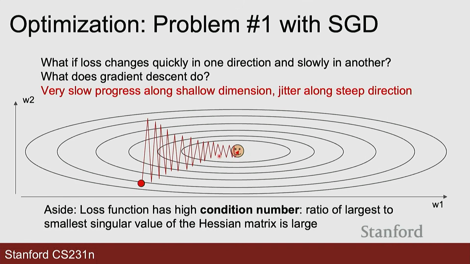So this is a pretty big issue with just default SGD. And then mathematically, just an aside, the loss function we consider here has a high condition number, which is the ratio of the largest to smallest singular value of the Hessian matrix, which is the second derivative. So you can imagine the second derivative along this up and down direction is very high, but side to side it's very low because it's very flat. So that's what causes this phenomenon.